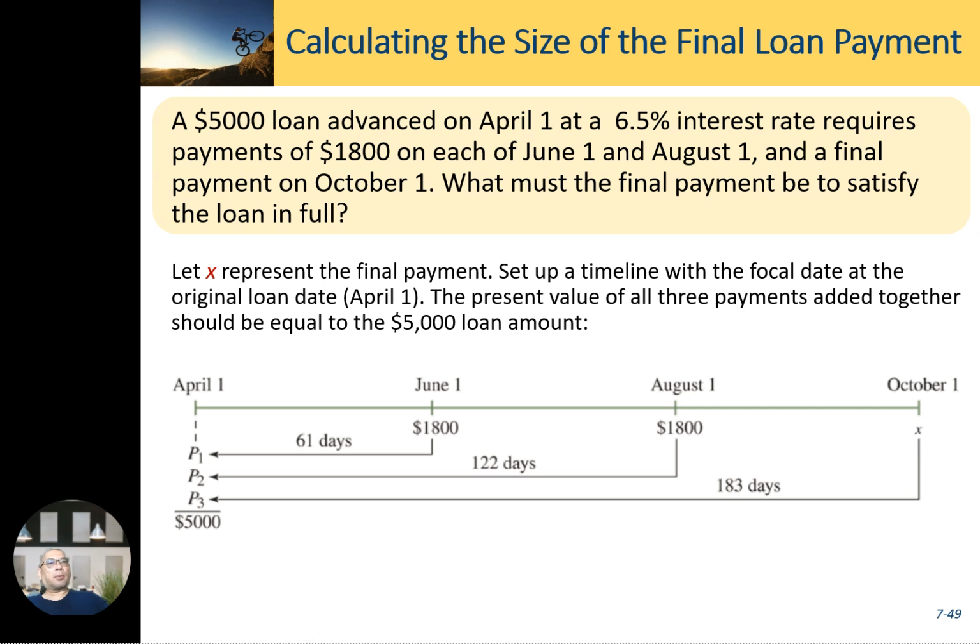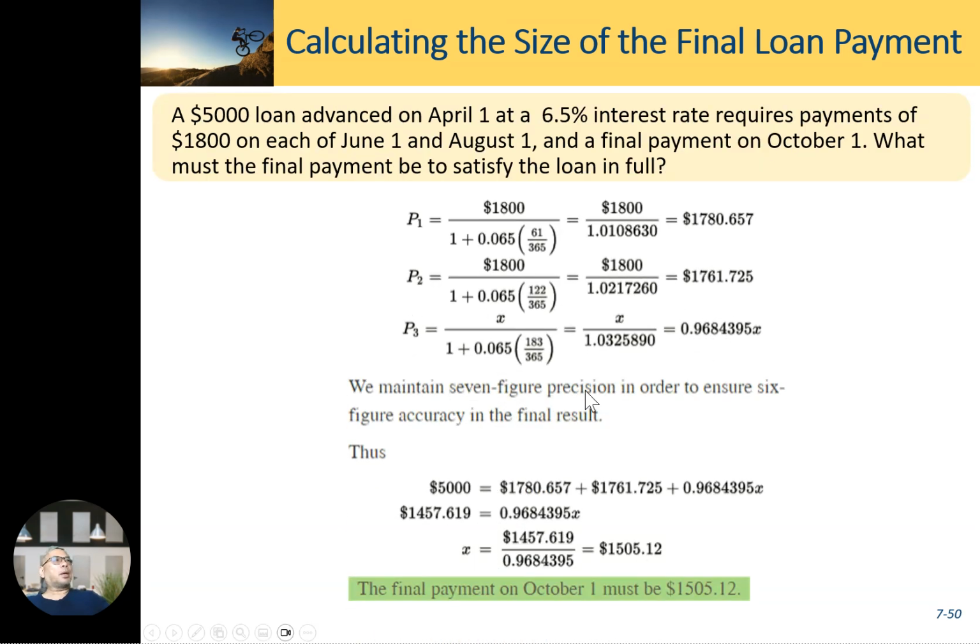All right. April 1 to June 1 is 61 days. April 1 to August 1 is 122 days. April 1 to October 1 is 183 days. Those numbers you're going to calculate and plug in. For P1, you get 1,780. For P2, you get 1,761. For P3, you've got the X. So the answer for this particular chapter, to get this logic, is 1,505.12. Okay, this is a little bit complex.